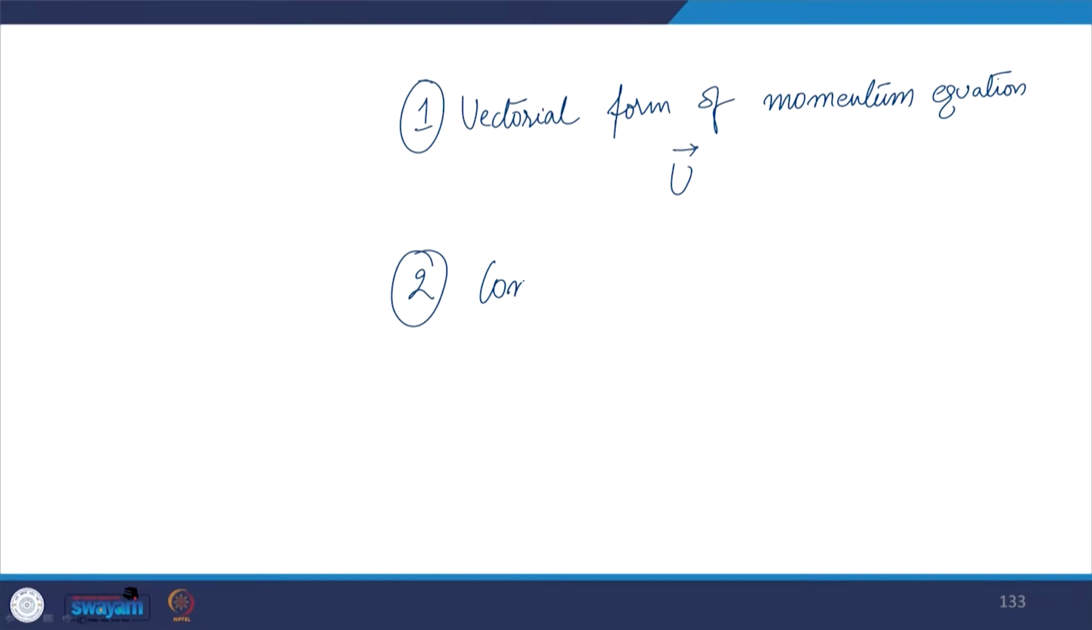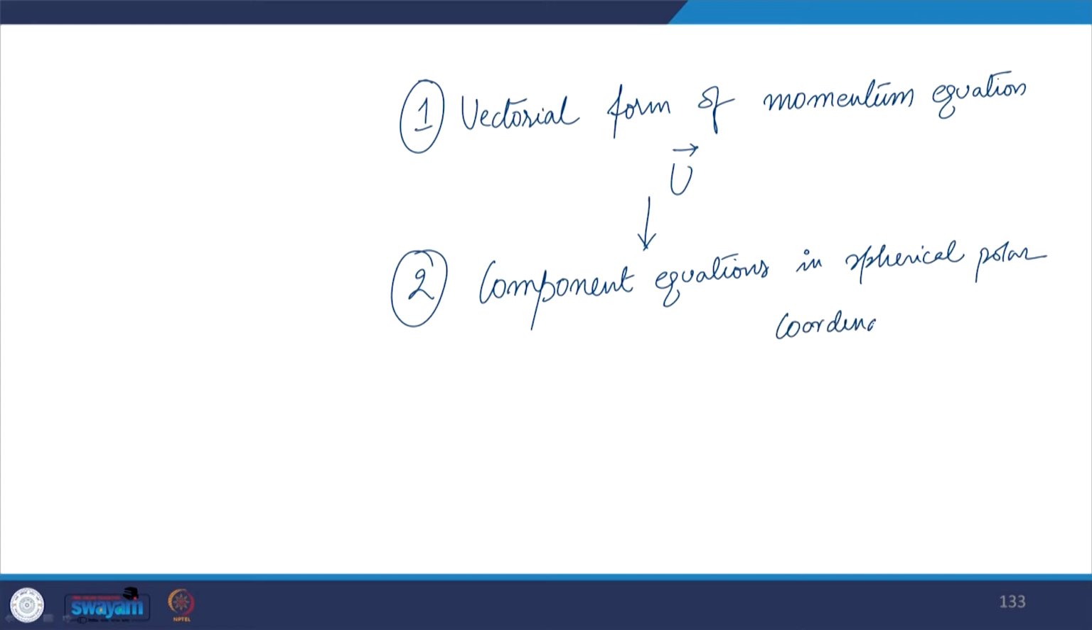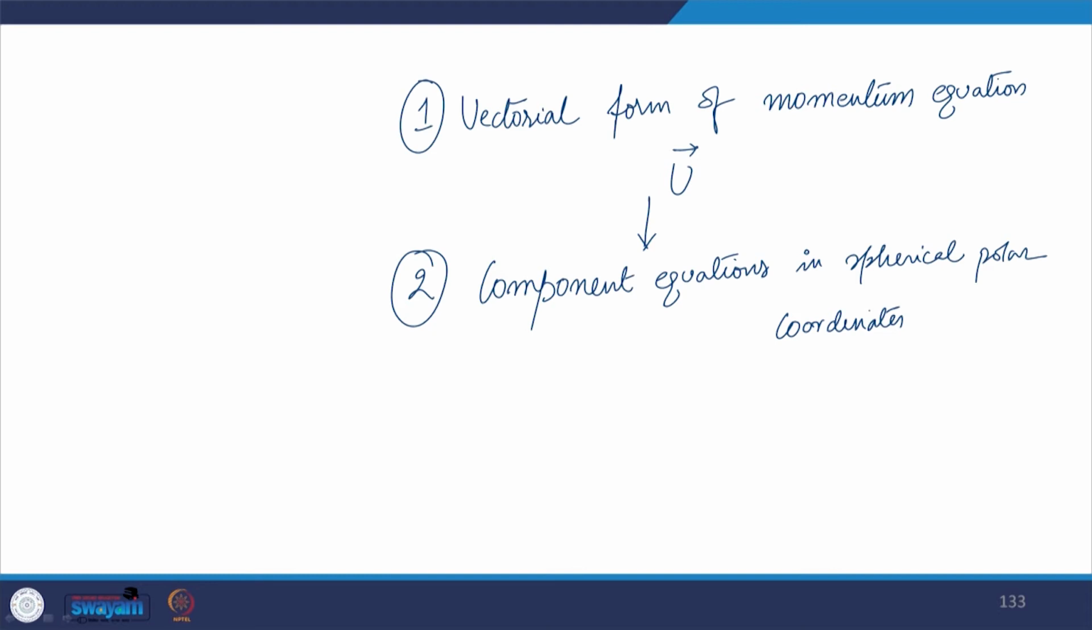equations. That is, write down the component equations from the first part, component equations in spherical polar coordinates. Right. So, we will try to derive the vectorial form of the momentum equation, and then we will try to split this equation into component equations. Component equation as in one equation for the x axis, one equation for the y axis, one equation for the z axis, three different equations. So, eventually these three component equations are the horizontal, vertical and the momentum equations that we will use later. Right. So, this will give us the three momentum equations.